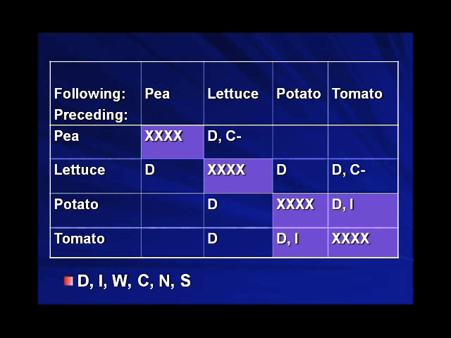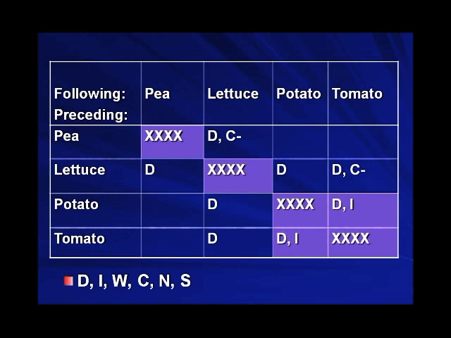But let's take a lettuce and then follow it with tomatoes. We see a D here. It turns out that lettuce is a symptomless carrier for tomato anthracnose. So if you have tomato anthracnose in your area and that's a disease that you're worried about, you might want to not grow lettuce before your tomato crop.